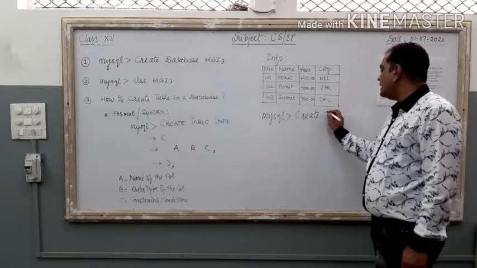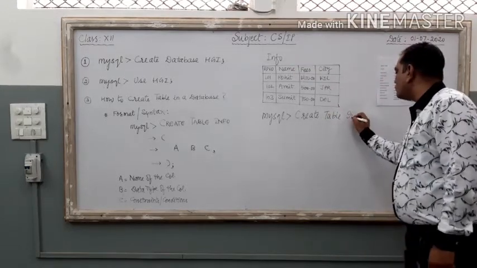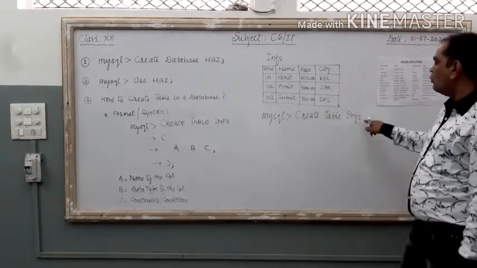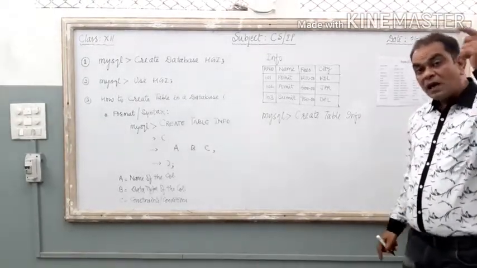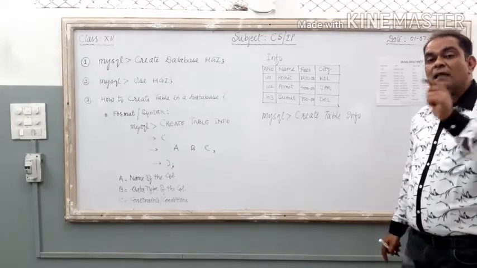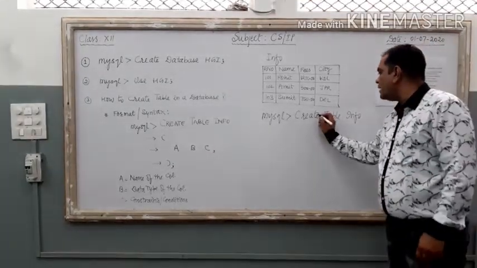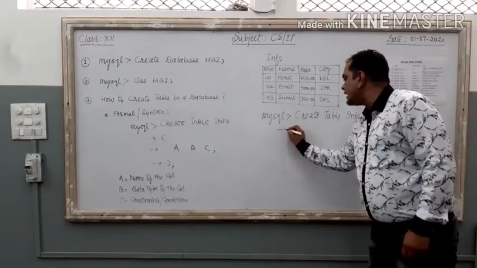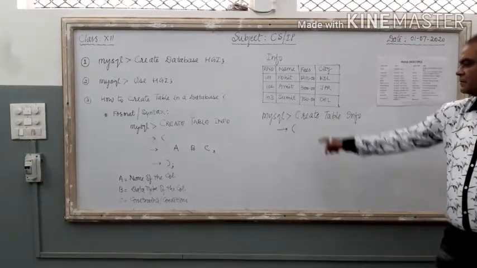CREATE, create, then TABLE, space, then the name of the table, it is info. So INFO, info, no semicolon, नहीं लगाया. सेमीकोलन कब लगता है? जब सारी कमांड खत्म हो जाएगी, उसके बाद में आपको सेमीकोलन लगाना है. So it is the first line of the command only. Create table info. Then in the second line, you just open the small bracket like this.